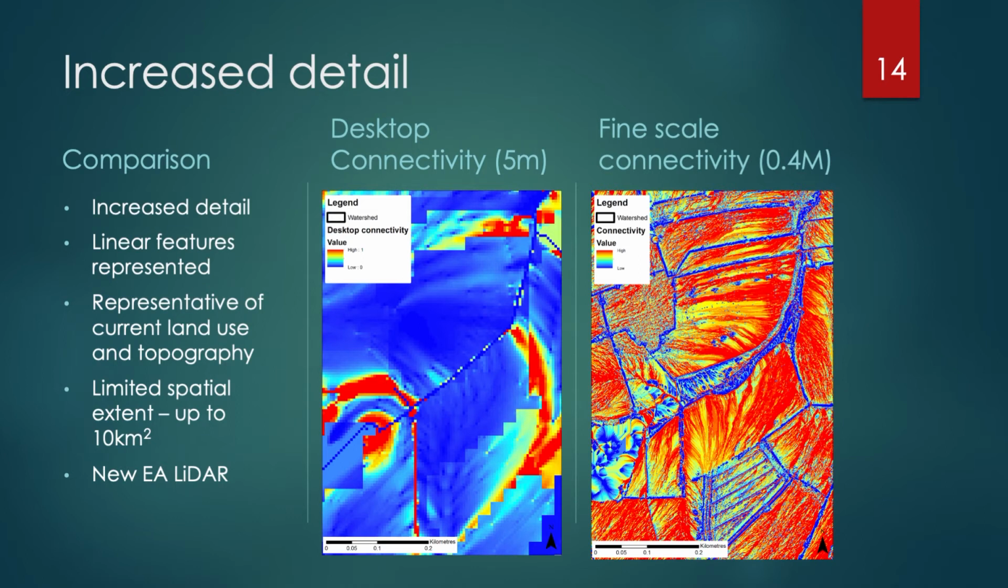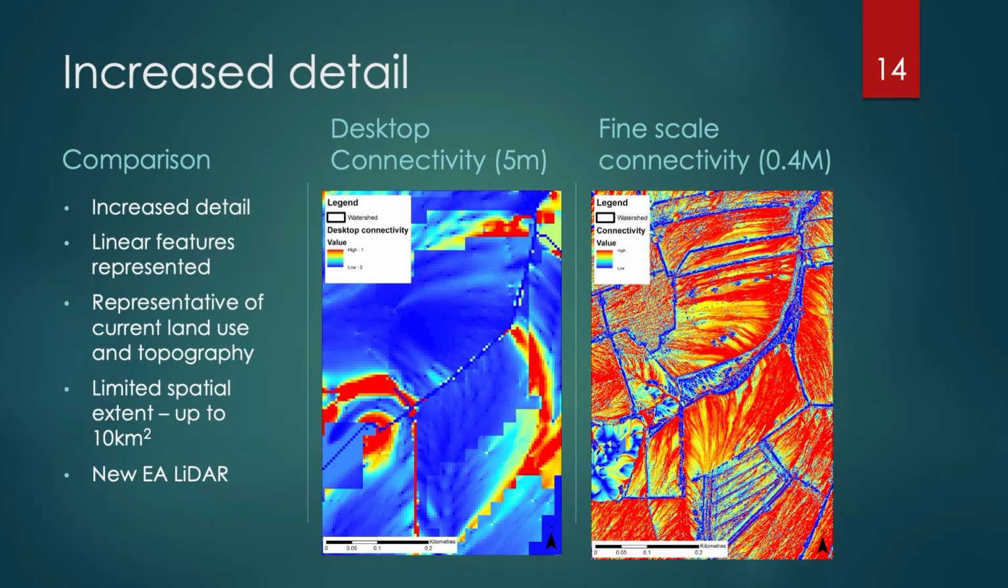Now, if we look at the comparison between the desktop 5 metre data and the fine scale connectivity mapping, which was run at 40 centimetres, you can see there's a significant step up in the amount of detail in the fine scale data, and it's particularly good at pulling out fine scale linear features such as field boundaries and tracks within the landscape. And it's also very good at representing the current land covers and current management of the fields. So you can see the impact of the ploughing in this field down here, for example, on the connectivity.